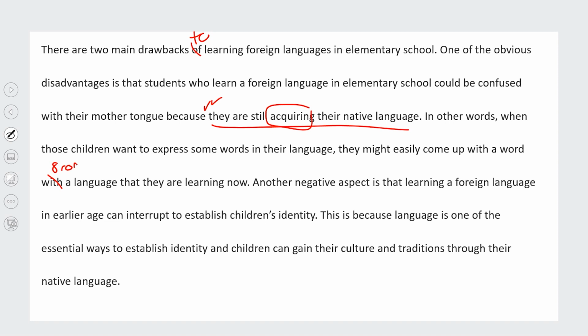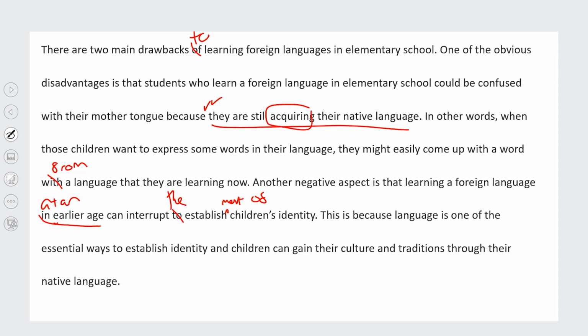Okay. Another negative aspect is that learning a foreign language at an earlier age can interrupt the establishment of children's identity. This is because language is one of the essential ways to establish identity, and children can gain their culture and traditions through their native language. Okay, so I really like this paragraph. They've set out their two drawbacks, their two disadvantages.